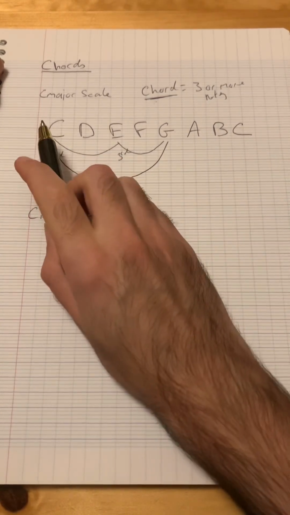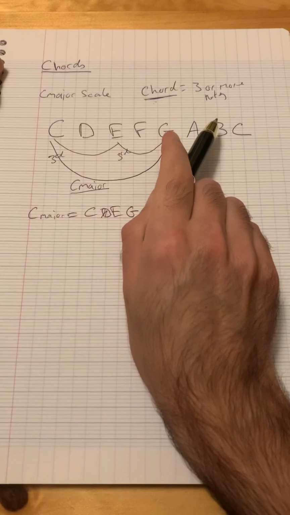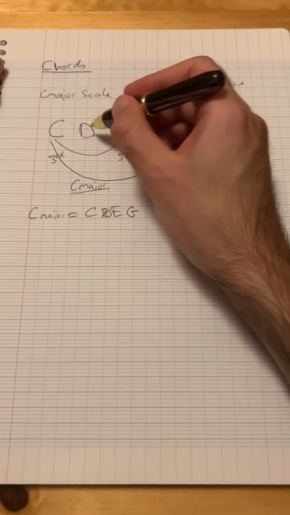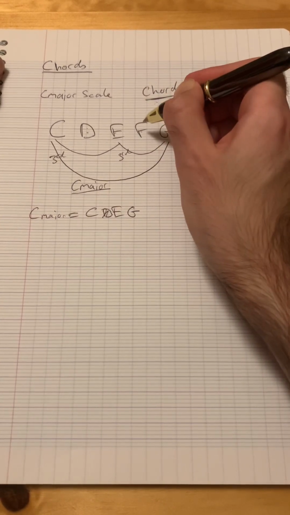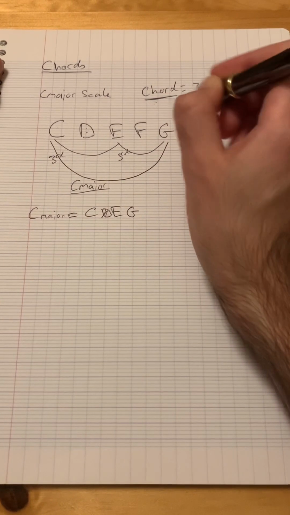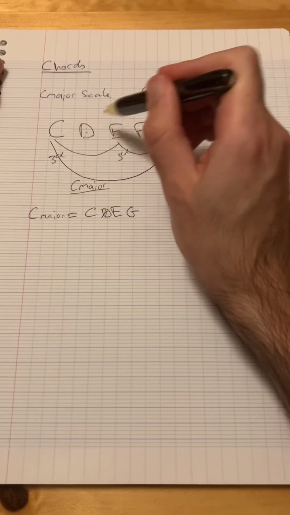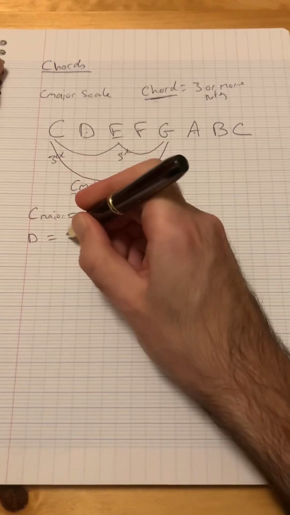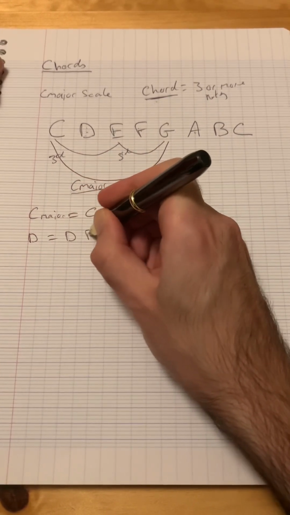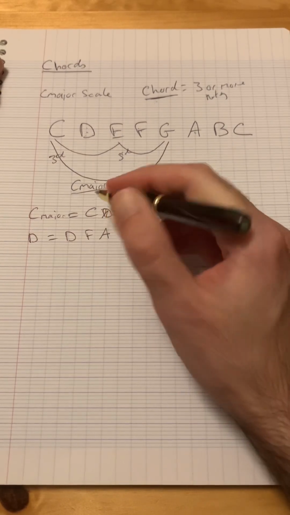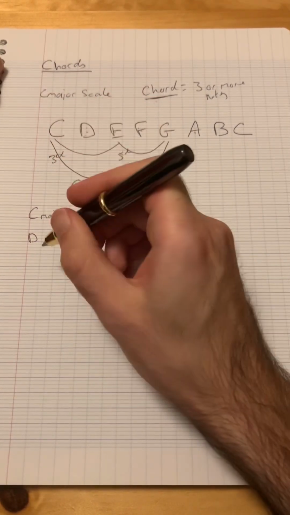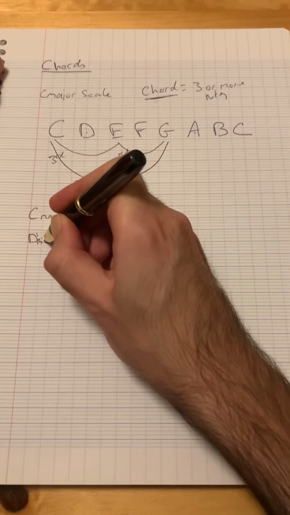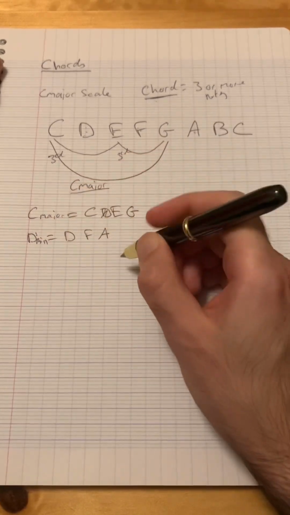Okay? And we can do this for every note on the scale. We can build a chord from every note. So for example, if we go to D, go 1, 2, 3, 1, 2, 3. So that's in fact D to F and then F to A. So D equals D, F, A. However, because we're in the C major scale, it's not a D major, it's a D minor. Okay? So that's a D minor chord.